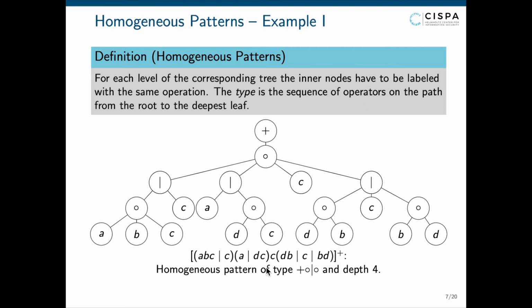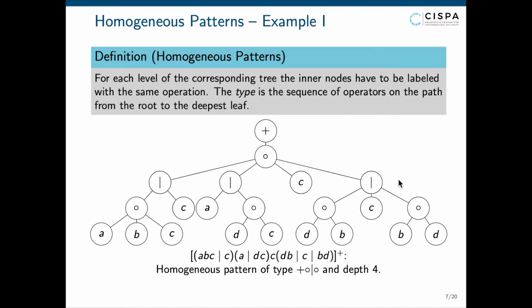So now we look at an example. If we consider this pattern here, we see that the plus is the outermost operation, so we make a node labeled plus the root of the tree, and then we continue going down, decomposing the pattern and building the tree recursively. As the next operation, we have a concatenation here, and then we continue until we get this tree. If we now check every level, the first level has just one inner node, a plus. The second level has just a concatenation.